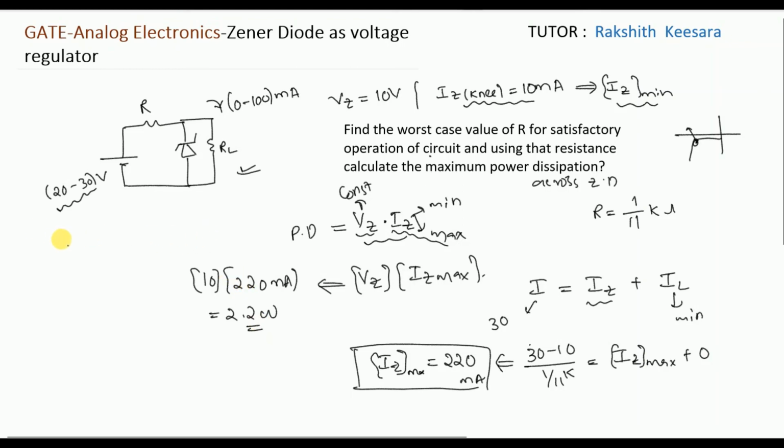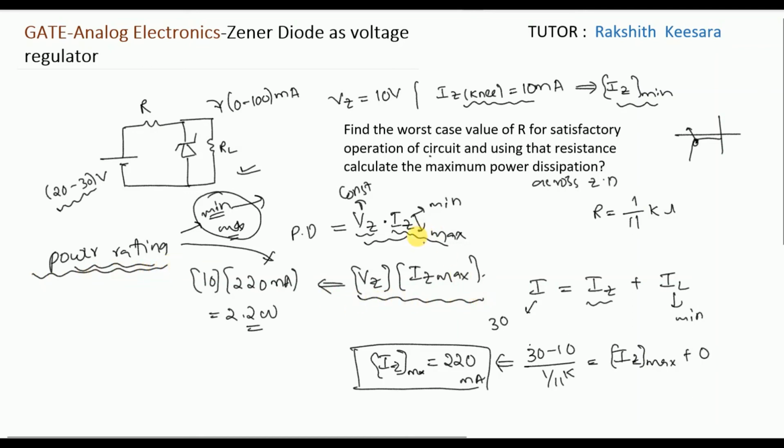Guys, if in the exam he asks for power rating, power rating always corresponds to the maximum power dissipation. There is no concept like minimum power rating and maximum power rating. To confuse you, he may ask what is the minimum power rating, and you would consider VZ into IZ minimum. That is wrong, guys. Power rating itself indicates the maximum power dissipation. So if power rating is mentioned in the question, always consider the maximum power dissipation. Don't take the minimum current. So remember this.